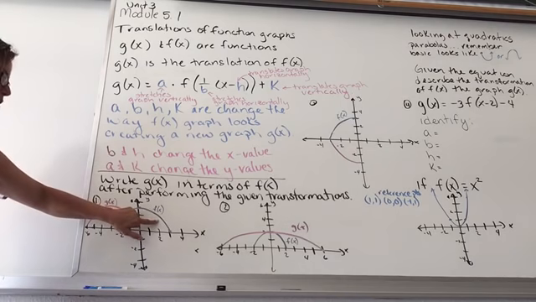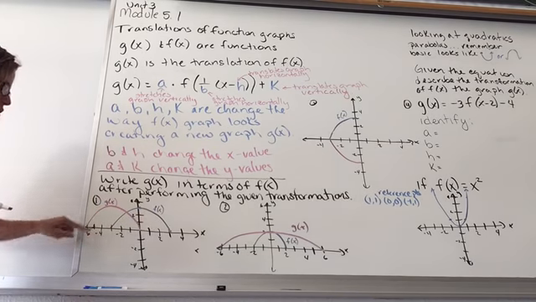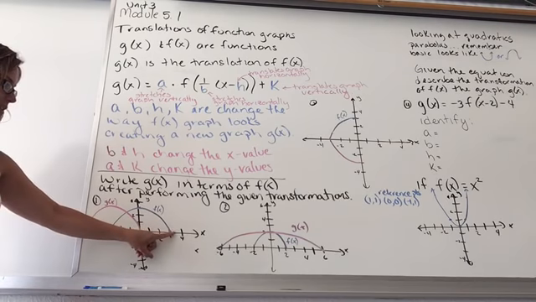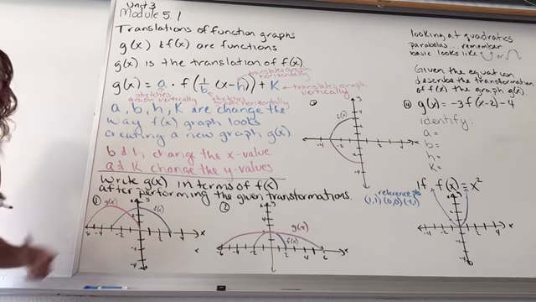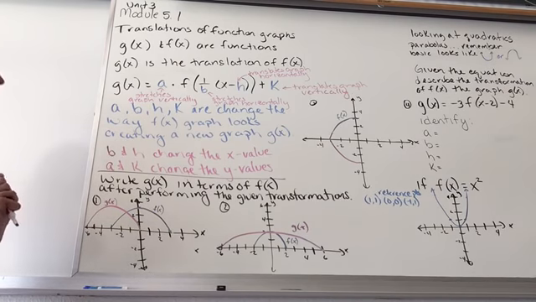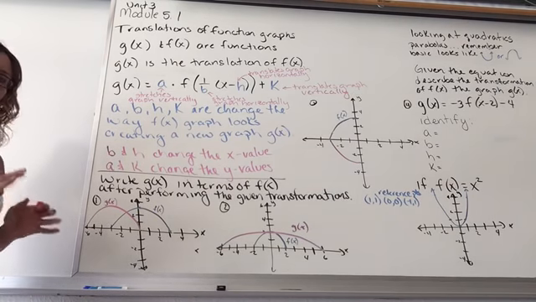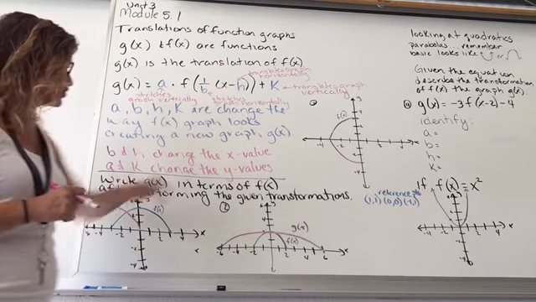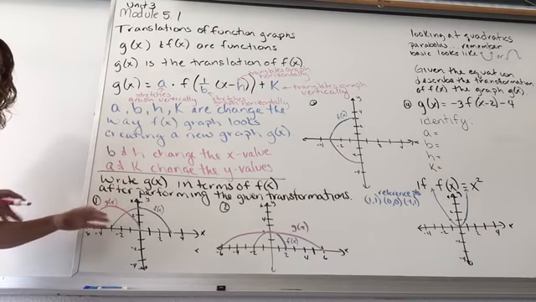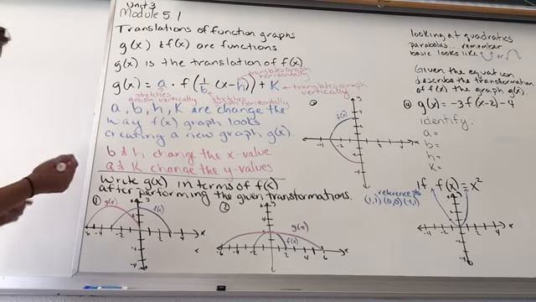So if we look at the blue to the pink, we actually moved over 3 units. And I can see that because this endpoint here matches with this one. So we went over 1, 2, 3 units. We went left 3 units. Moving left is a horizontal movement. That means we changed h. We didn't move the graph up or down. We didn't stretch it. We didn't compress it.